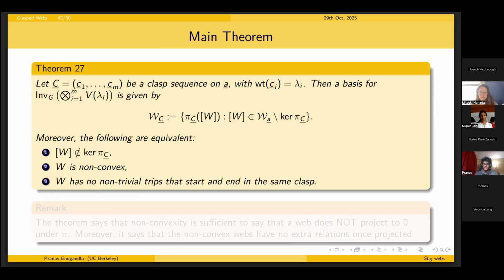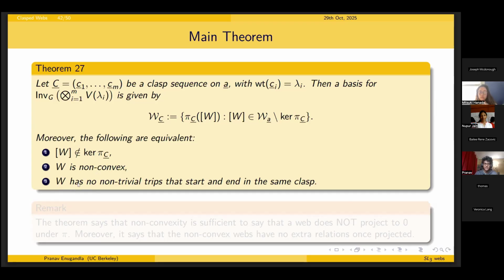So what you do is you draw the clasps on your webs, and then you check which ones are non-convex. The set of non-convex ones are actually precisely the ones that don't map to zero under this projection. And these actually form a basis for this invariant space. And there's this other extra condition that is equivalent to non-convexity, but we don't have a good explanation for why.